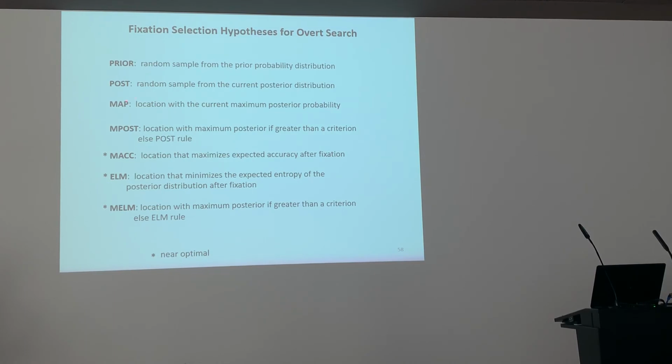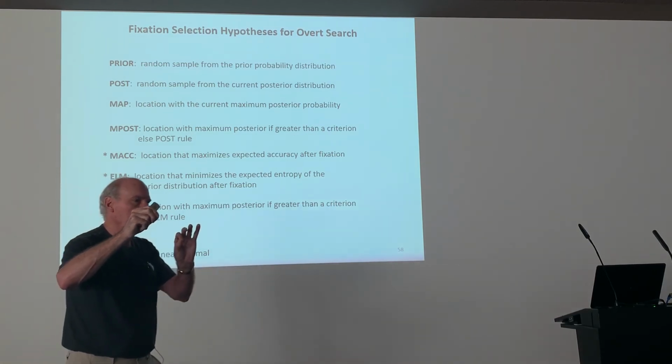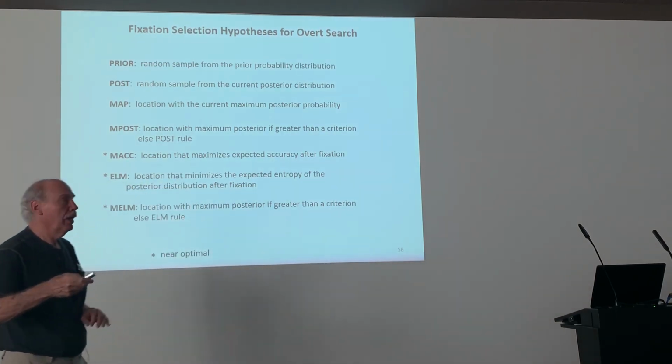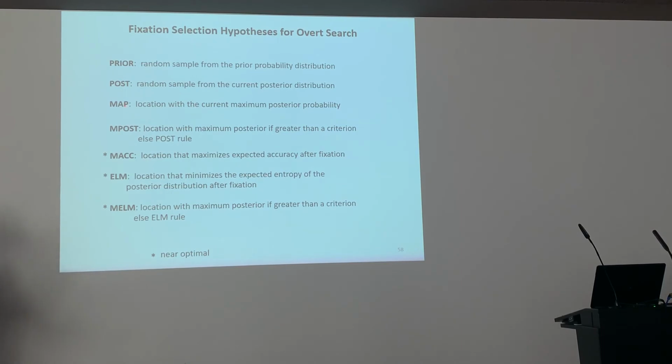Another one is the so-called MAP: you pick the location that looks most like the target at this moment in time, the highest probability to be the target. That's a maximum a posteriori, a MAP search. That's not the optimum. You could get a little fancier: pick the maximum posterior if it gets bigger than some criterion, if you're really certain, but otherwise just randomly sample from the posterior.